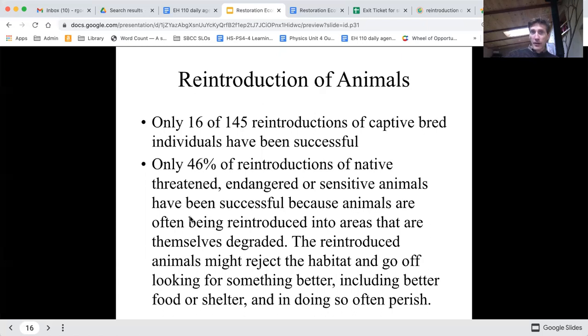So one of the reasons that these rates are as low as they are is generally because animals are being reintroduced to areas that are themselves degraded. So the animals might reject this habitat, they might leave, they might go off searching for better food or better habitat. And in that way, they often perish. There's also worries about the overall health of the animals that are being reintroduced. Sometimes they're taken from a relatively small number of individuals, so genetically they might not be that diverse. So their immune systems might not be that strong, causing them to fall victim to sicknesses, illnesses, viruses, fungi, infections, things like that in their environment. So it's not an easy process.